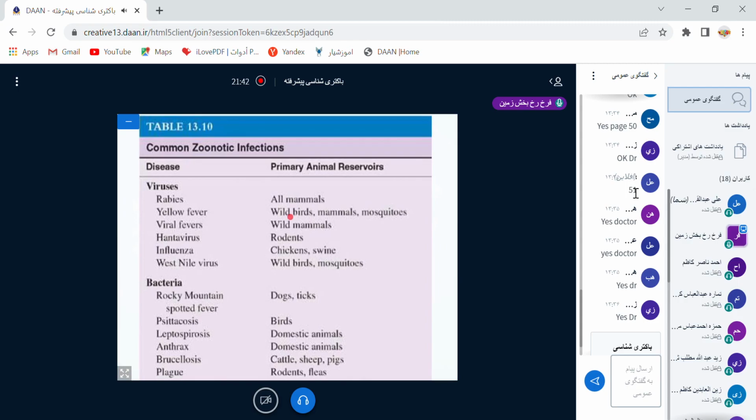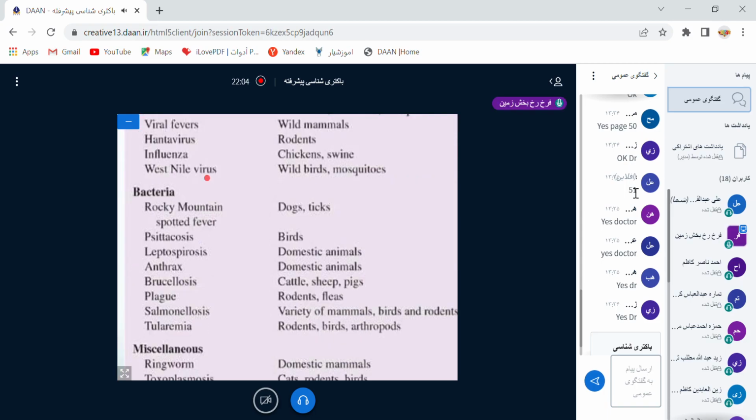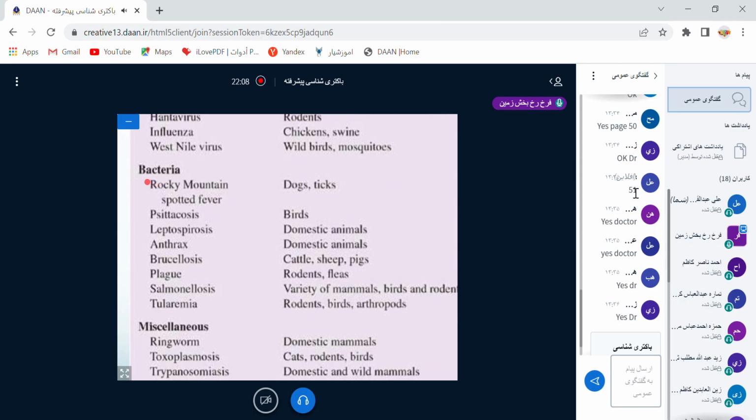We can see some zoonotic infections. For example, some zoonotic infections are related to viruses, like rabies, yellow fever, viral fevers, hantavirus, influenza, West Nile virus, and so on. Okay? Bacteria, which is important according to our course, because we are teaching advanced bacteriology. Bacteria like Rocky Mountain spotted fever. It is a zoonotic infection related to dogs and transmitted by ticks from dogs to humans.